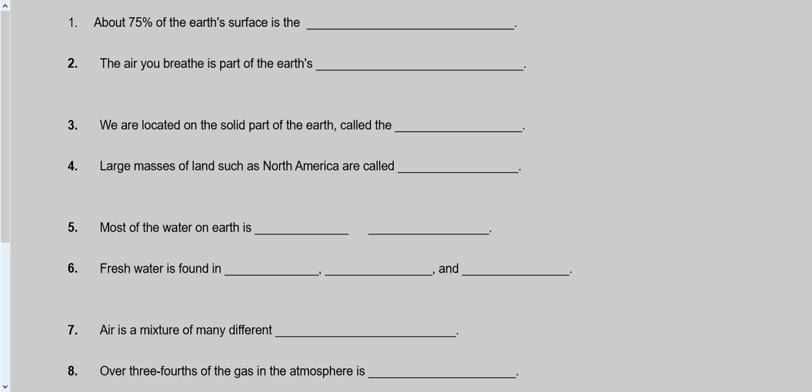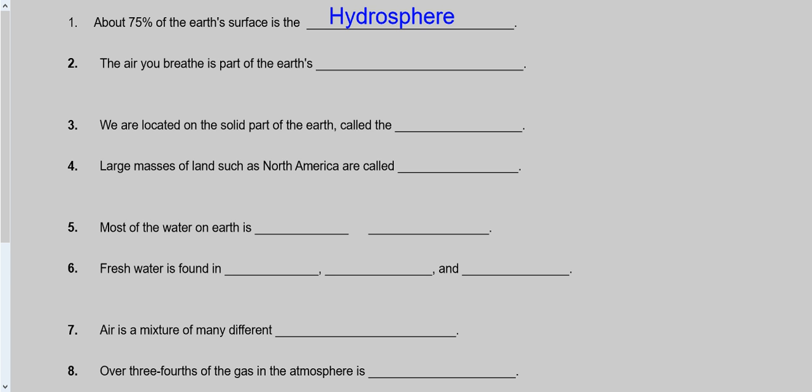About 75% of the Earth's surface is the hydrosphere. It's water. 75% can also be expressed as 3/4. Hydro is the Latin word for water.